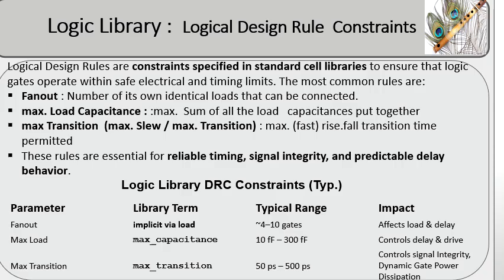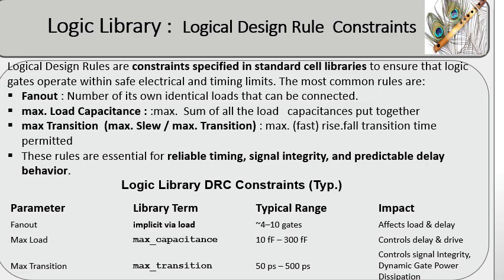Logical design rules, LDRs, such as fan-out, maximum load capacitance, and transition time arise due to the finite drive strength and intrinsic resistance-capacitance behavior of CMOS gates. As more loads are connected or interconnect length increases, the effective capacitance seen by a gate grows, leading to slower charging and discharging of nodes. This results in increased propagation delay and degraded signal transitions, directly impacting circuit speed and timing margins.